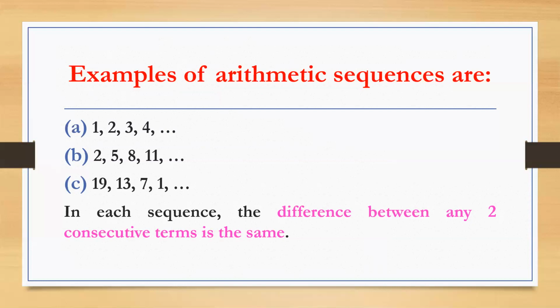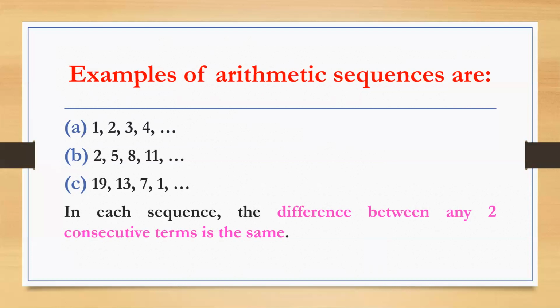Part B, 2, 5, 8, 11, and so on. So here we are adding 3 to get the next term. The difference between any two consecutive terms will be 3. So we have the same difference, and it is called an arithmetic sequence.